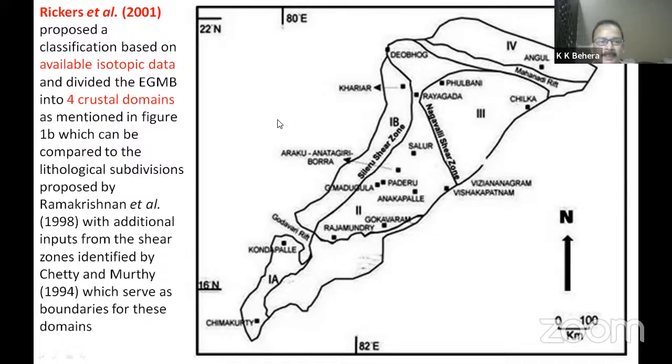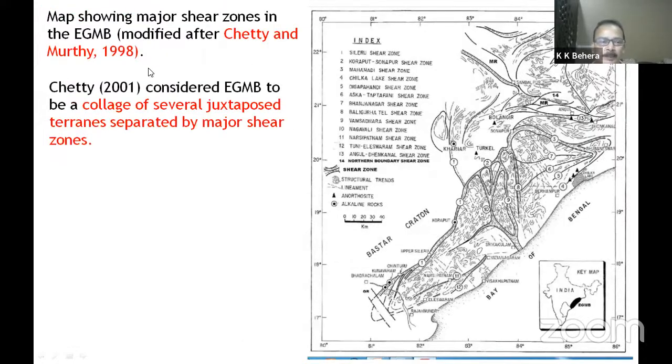Subsequently, Chetty and Murthy have also classified it. Their idea is that EGMB is considered to be a collage of several juxtaposed terrains separated by major shear zones. They have identified around 13 or 14 shear zones and divided the Eastern Ghats into different blocks. The map is given here.